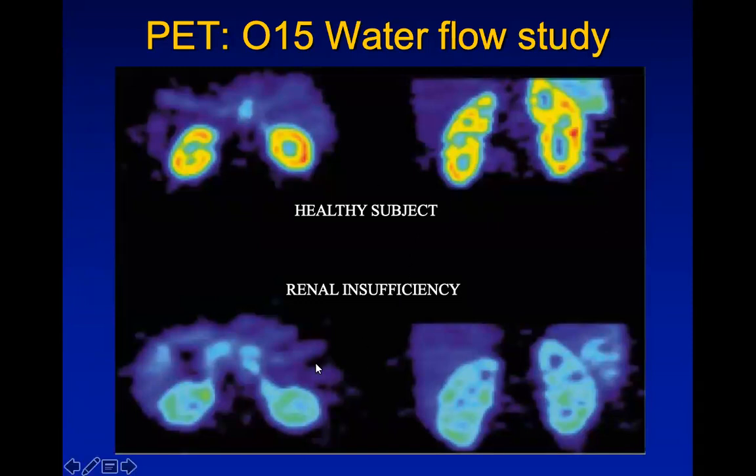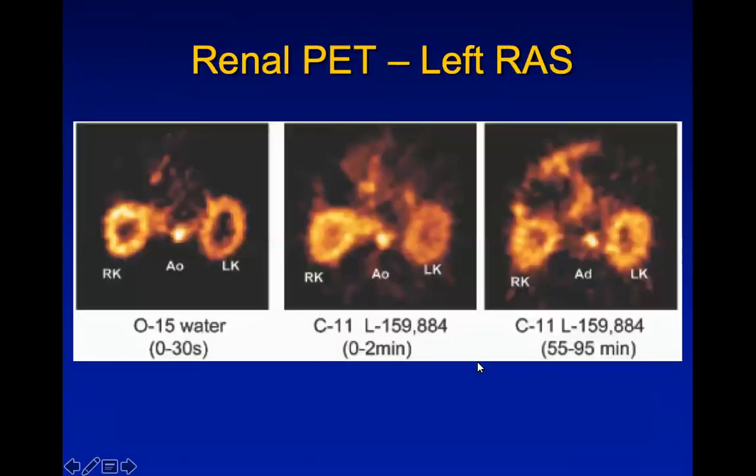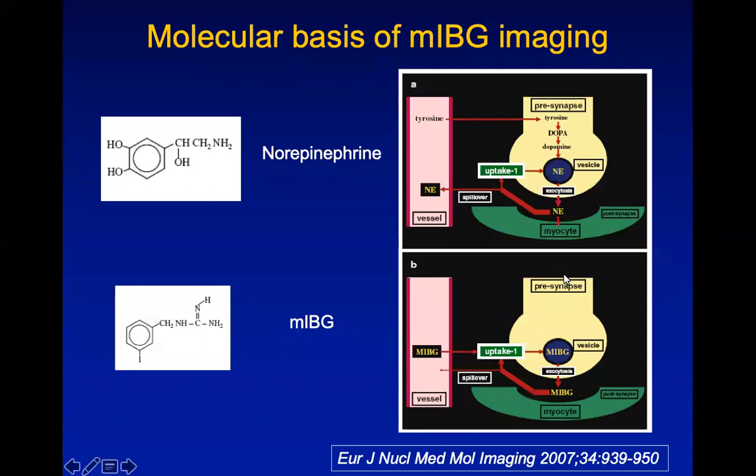This is a healthy subject, and this is in renal insufficiency. This is a patient with a left-sided renal artery stenosis. You can see that the uptake is much less than on the right side. Similarly, C11 compounds have also been used. Not very important to remember.